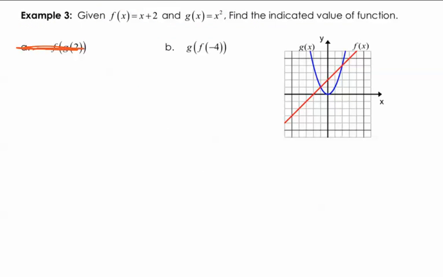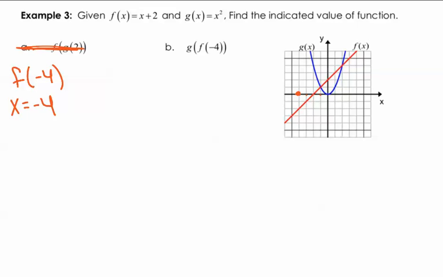Okay, so let's go ahead and look at example B now. g of f of negative 4. So keeping in mind that we're starting on the inside and working our way out, let's go back to that graph and let's find f of negative 4. So negative 4 is our x value. So I'm going to go to x equals negative 4, so that means left 1, 2, 3, 4. That's right there. And I'm looking at my f function.